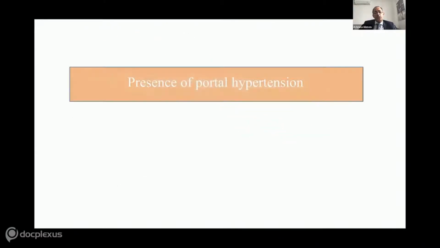So what is the key determinant that decides whether or not you should go for resection or transplantation? The key determinant is actually the presence of portal hypertension. If there is evidence of portal hypertension, then you tend to go down the transplantation route. If there is no clear evidence of portal hypertension, then you probably go down the resection route.